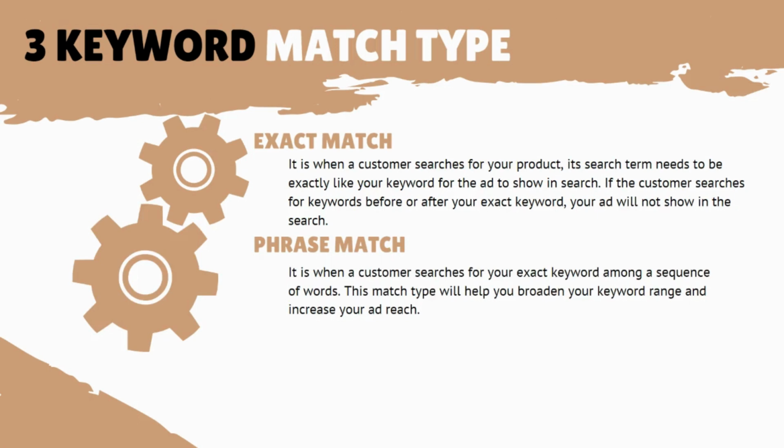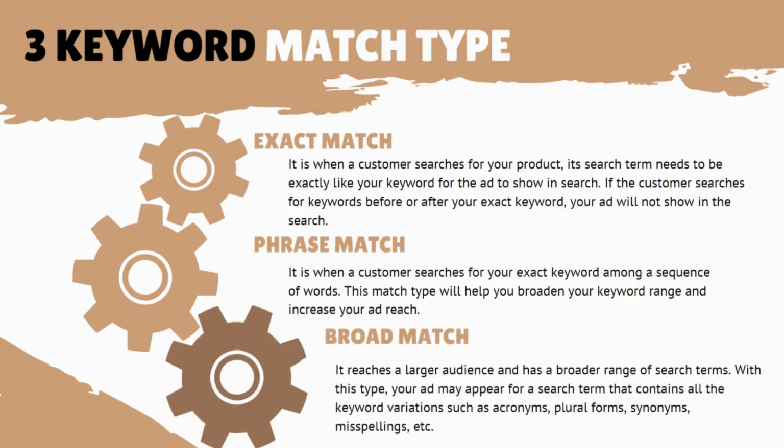Next is the phrase match. It is when a customer searches for your exact keyword among a sequence of words. This match type will help you broaden your keyword range and increase your ad reach. Next is the broad match. It reaches a larger audience and has a broader range of search terms. With this type, your ad may appear for a search term that contains all the keyword variations, such as acronyms, plural forms, synonyms, misspellings, etc.